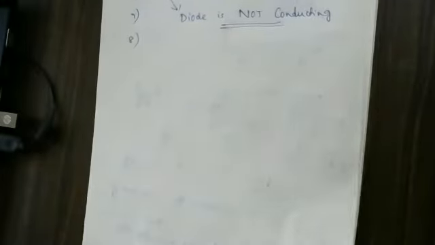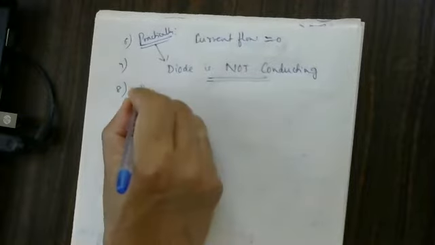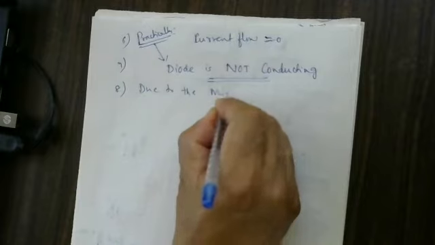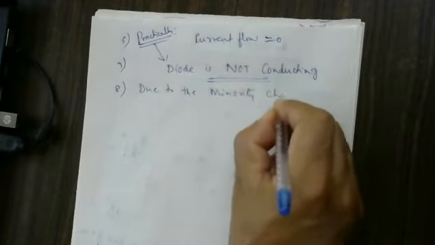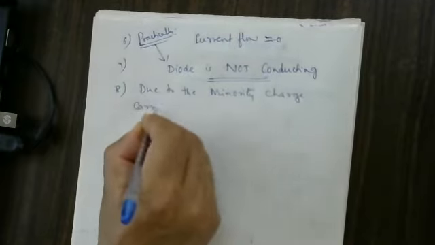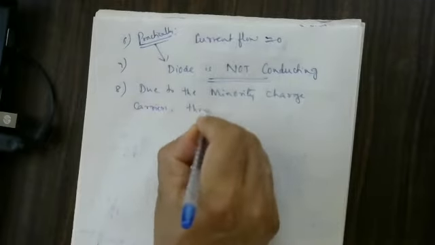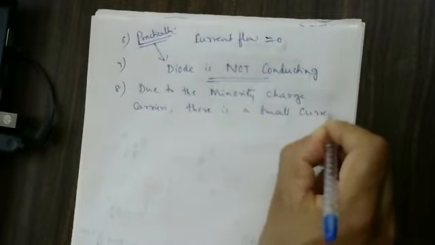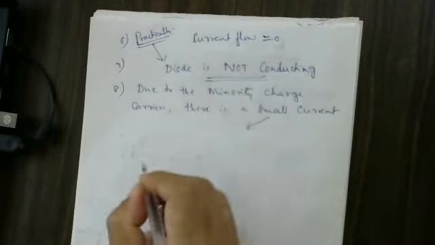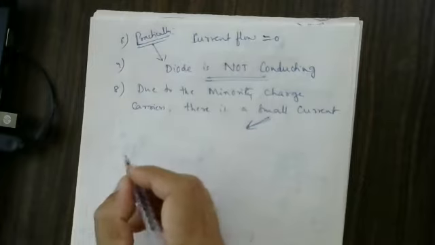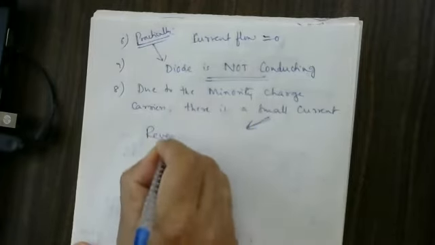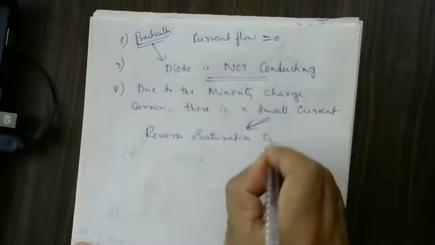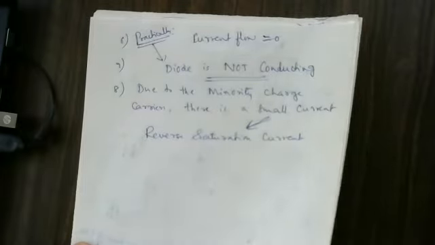That current is called the reverse saturation current. Point number 8. Due to the minority charge carriers, there is a small current. This small current is called the reverse saturation current.